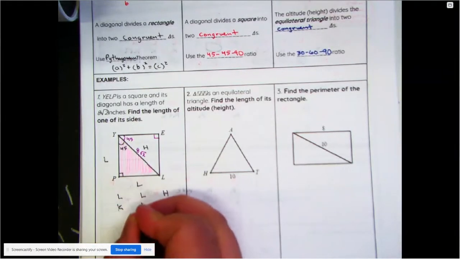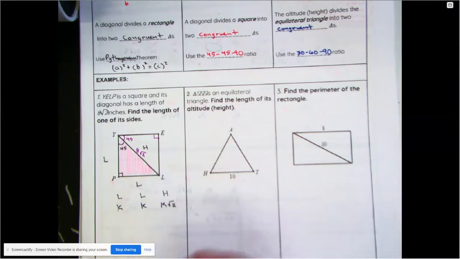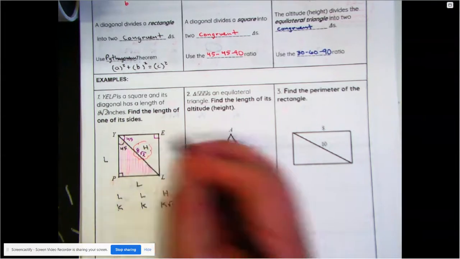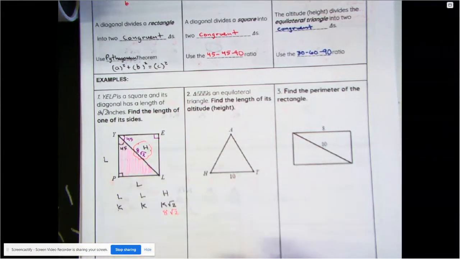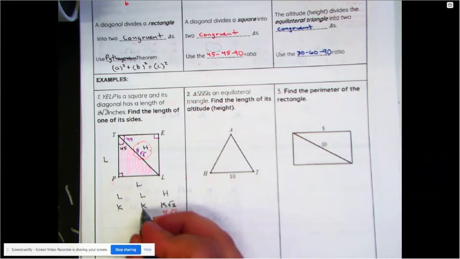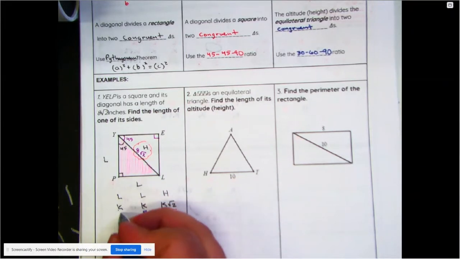K, K, K radical 2. And look at the only one they gave me. The only value that they gave me in this problem was the H. So I'll write that right here. 8 radical 2. And just like that, I think you see it, or I hope you see it. My K is just the 8, which means I see a K, I put an 8. I see a K, I put an 8.